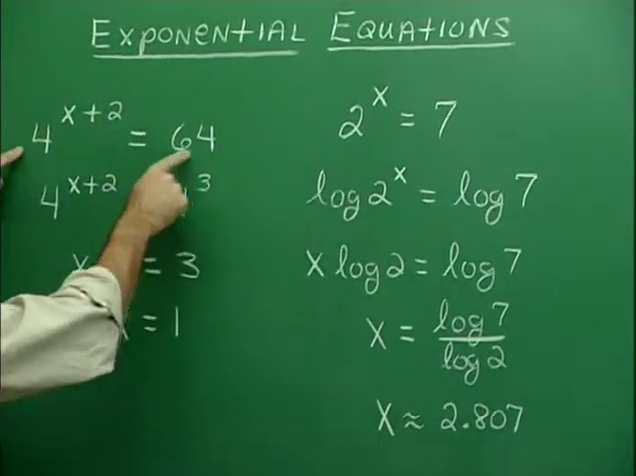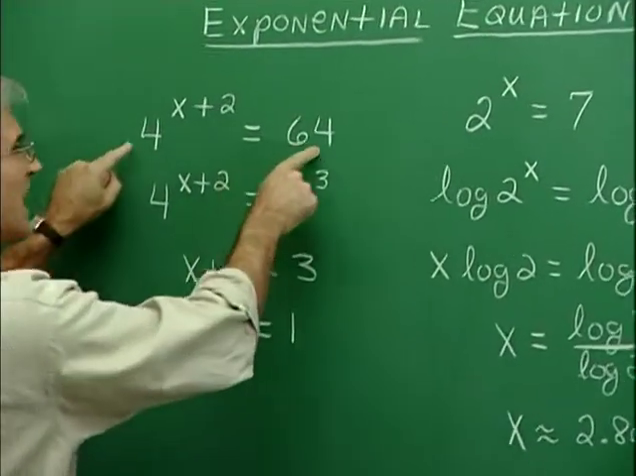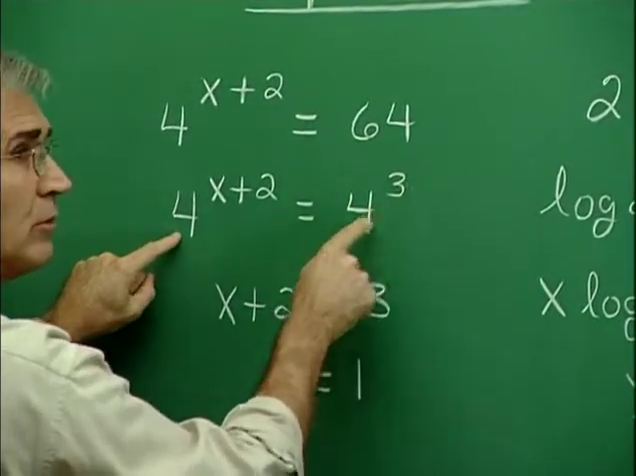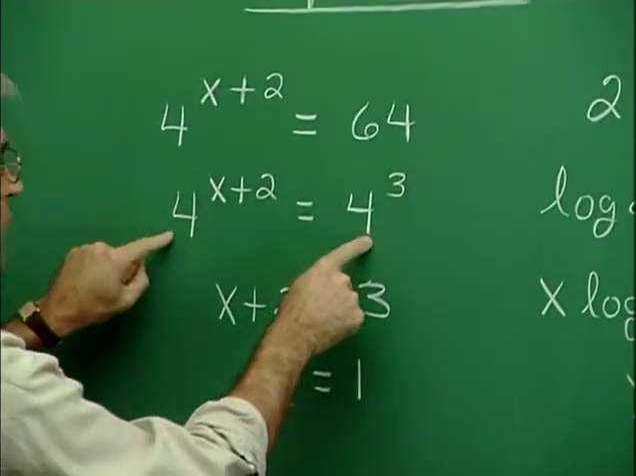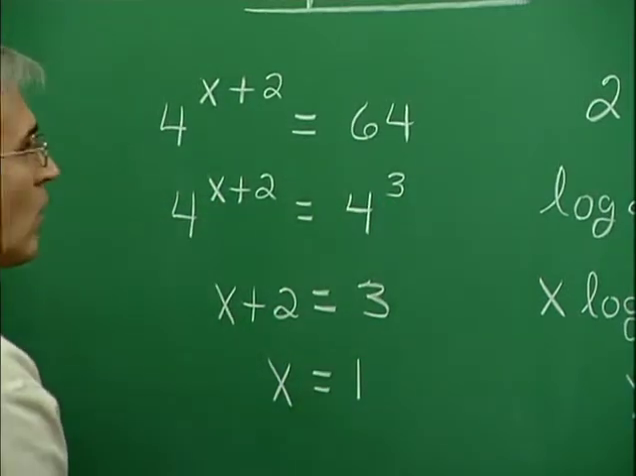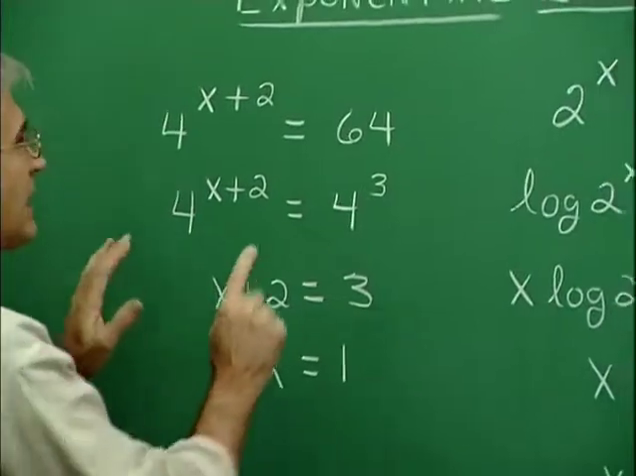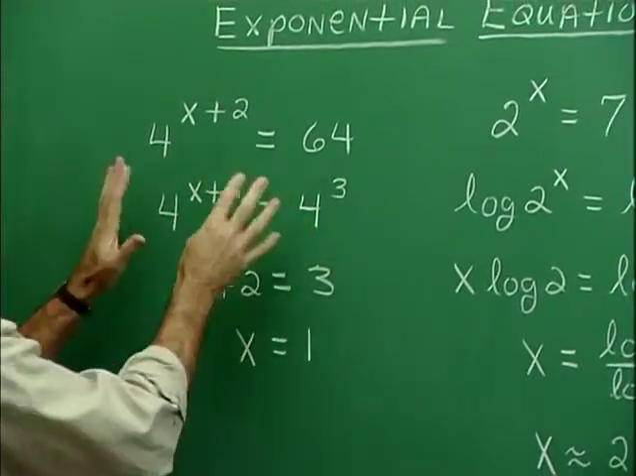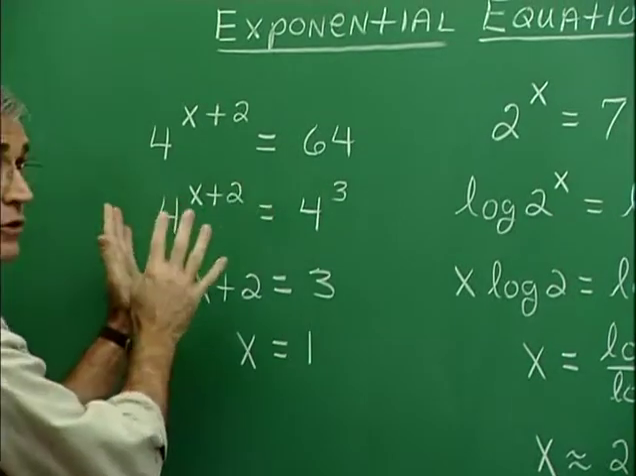All right. In this one, we can actually make the bases look alike by rewriting 64 as 4 cubed. And now that the bases are alike on both sides, we can set the exponents equal to one another and solve the equation. Now, there are some interesting techniques for making the bases look alike. We'll look at some in just a little bit. This generally is the easier of the two processes.